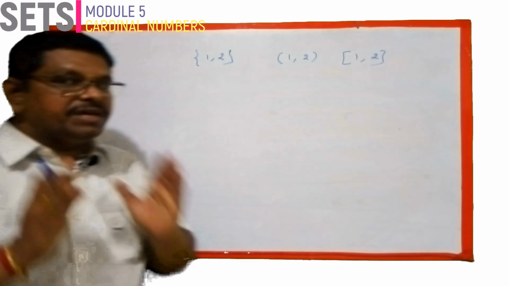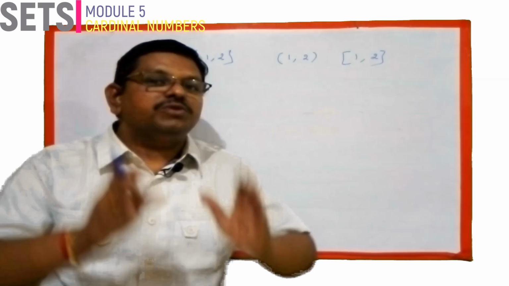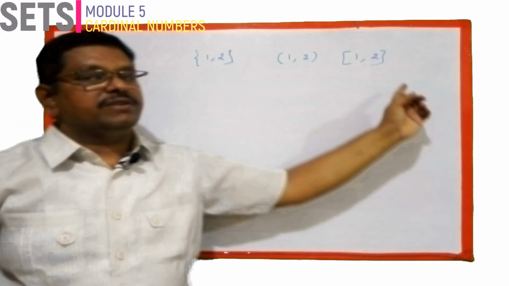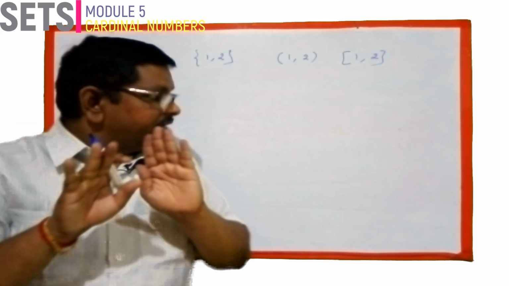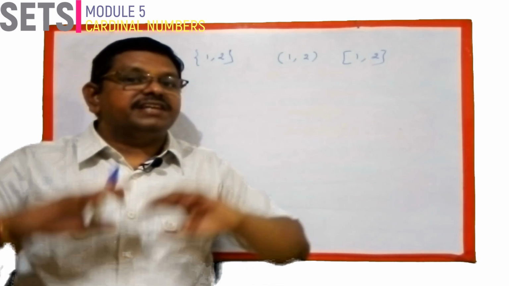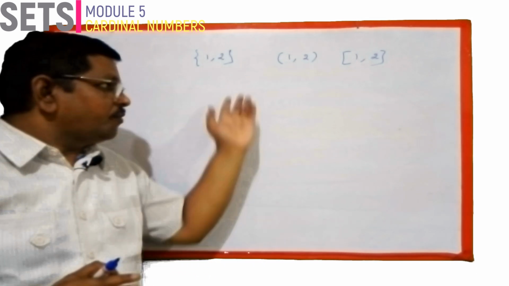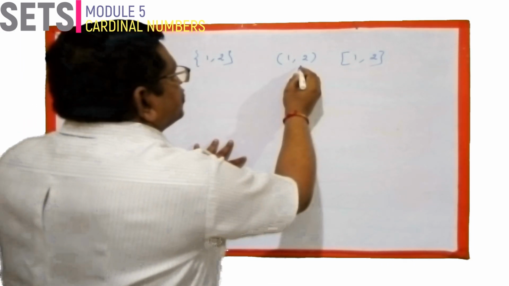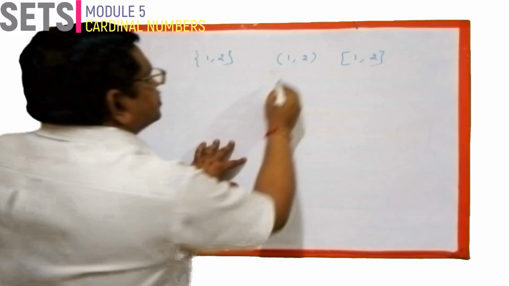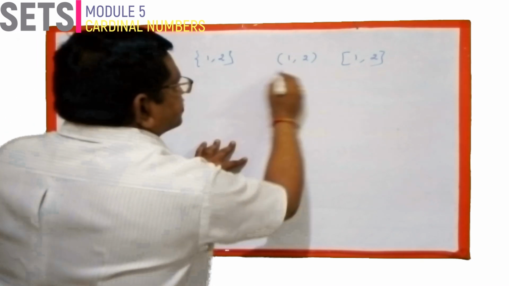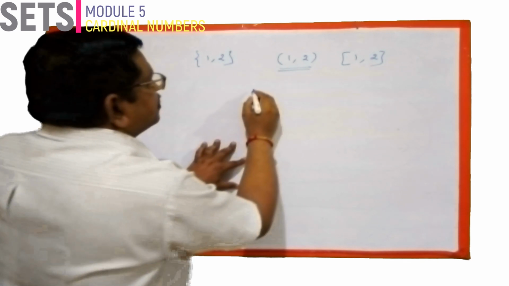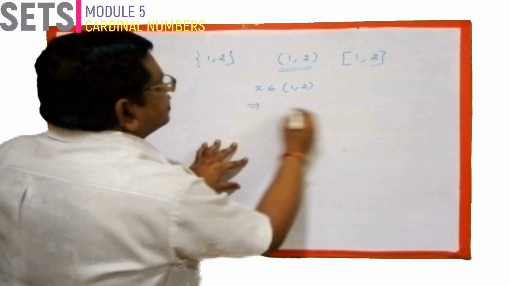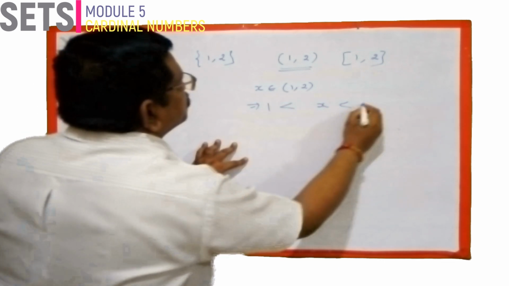Here the set {1, 2} means we are considering only the two elements 1 and 2. Whereas the open bracket (1, 2) or closed bracket [1, 2] do not represent just two elements. They represent an infinite number of elements between 1 and 2. Whatever element you take in this set, this is also a set, an infinite set. Suppose I take one element x belonging to the open interval (1, 2).